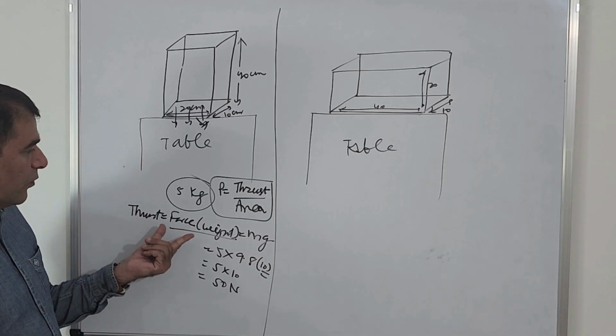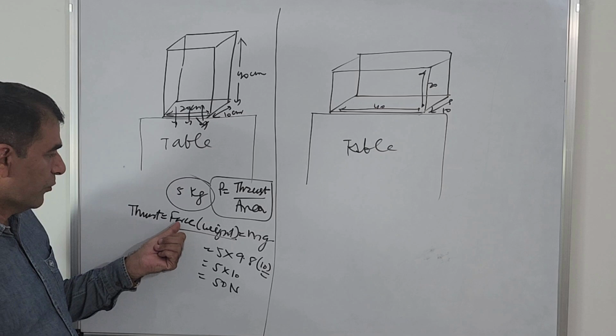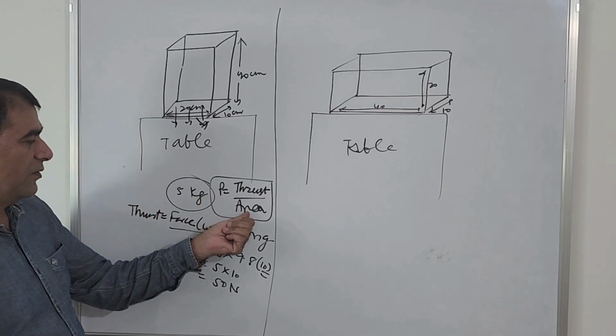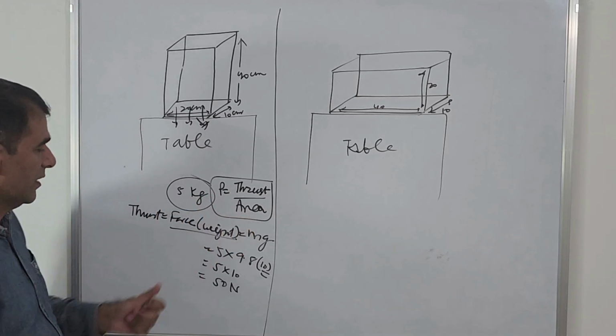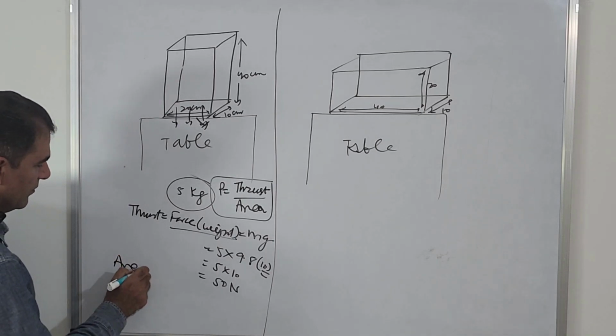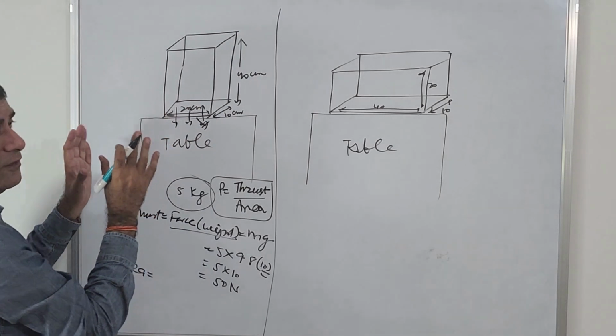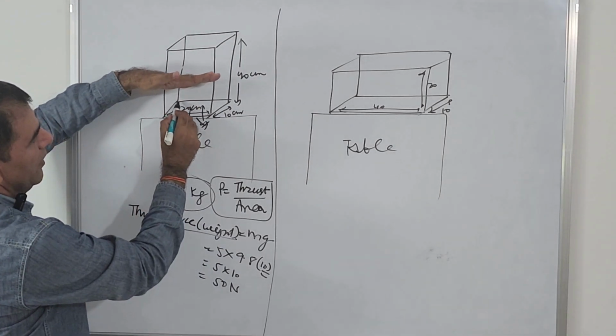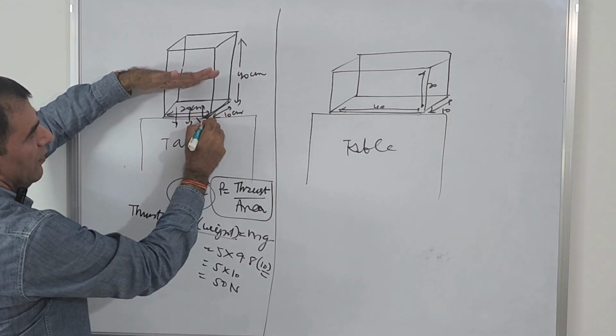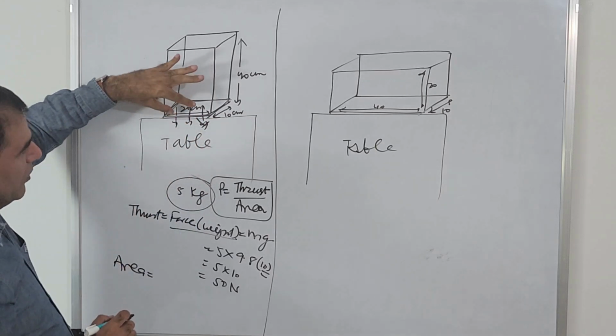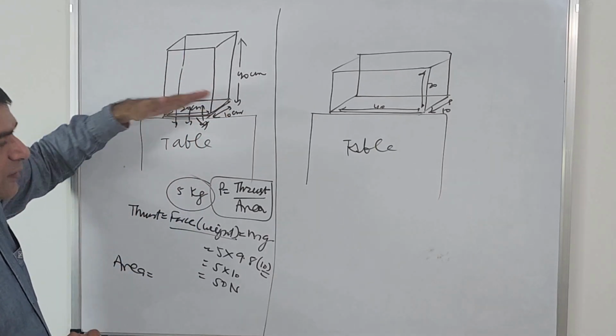So now what next? When we have found the force, meaning the thrust, what is left? Area. Okay. What will be the area? We will not take the whole area. We will take only this much area. Look at me. This much. Why this much? Because only this area is in contact with the box.